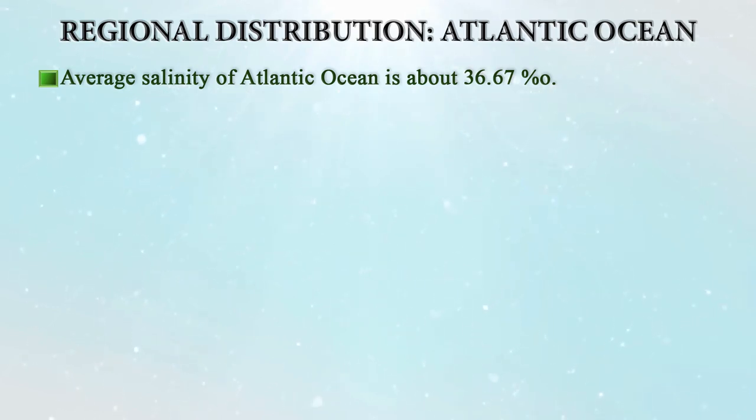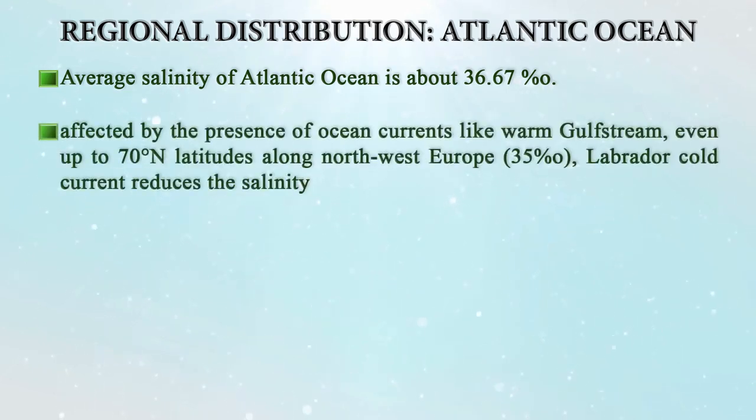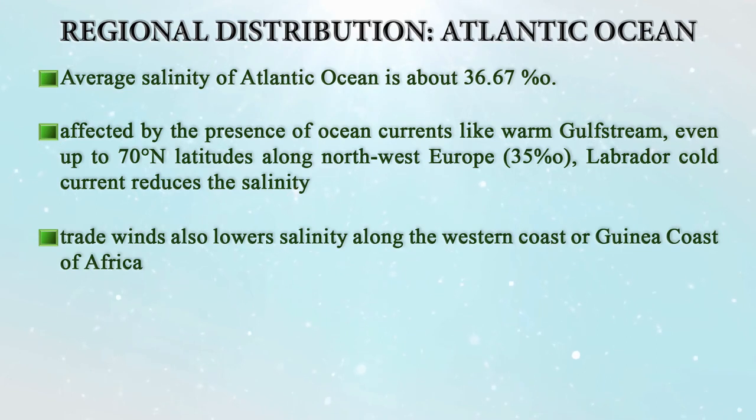You will see that the Atlantic Ocean is affected by the presence of warm ocean currents like the Gulf Stream and North Atlantic Drift. So, isohalines are slightly curved towards the north, and you see that 35 per thousand salinity is even found up to 70 degrees north latitude along the Atlantic Ocean, along northwestern Europe. And we can see that trade winds also lower salinity along the western coast, or the Guinea coast, of Africa.